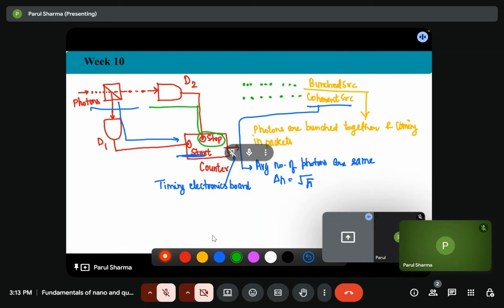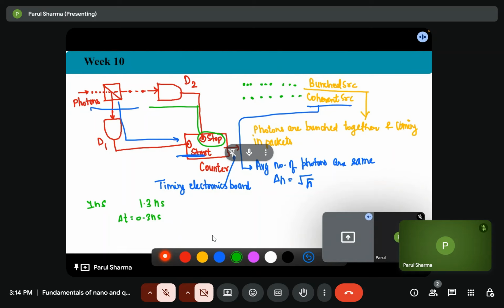So let's first suppose a photon is first coming at D1 at 1 nanosecond, and the next photon comes to D2 at 1.3 nanosecond. So delta t is equal to 0.3 nanosecond. Now again, if a pulse hits the T1 counter, the counter starts counting, and that delta t can be 1 nanosecond.